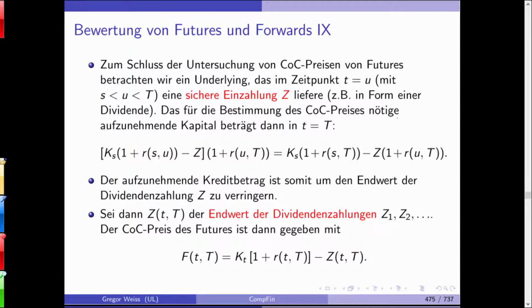Here, you can also include dividend payments, which is no big surprise. If you include dividend payments, the cost of carry price is the previous cost of carry price minus the dividends. If in between you get dividend payments, this will reduce the cost of carry price. And this is given here. Of course, you need the terminal value. You need to include interest rate effects, but assuming interest rates are 0, this would simply be the dividend payments.